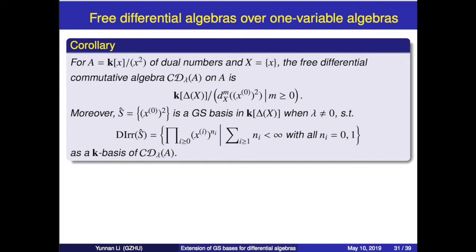Okay, then the next example is about differential algebras over one variable. This is a more complicated example. Although the original algebra is just a very simple algebra, the algebra of dual numbers, you just have one generator and a relation x squared. But this x squared is not linear now, right? This relation is not linear now. And then we show that when the weight is non-zero, the extension works. But for the weight zero case, we will show that it fails. And for this example, the set of differential irreducible words can have a more explicit description.